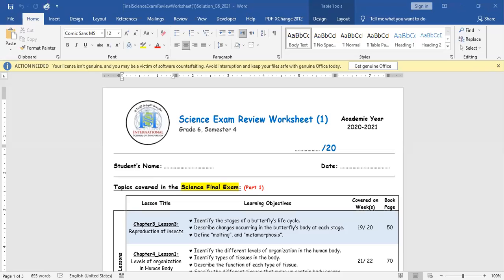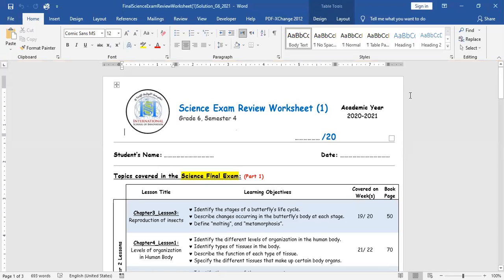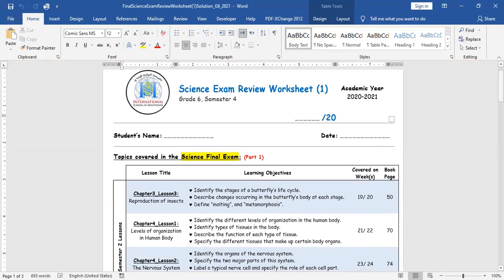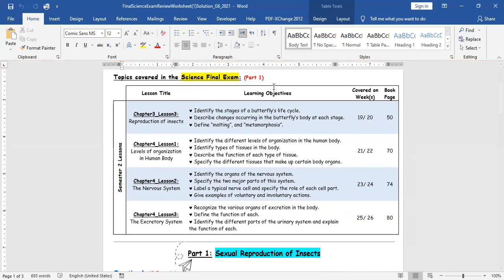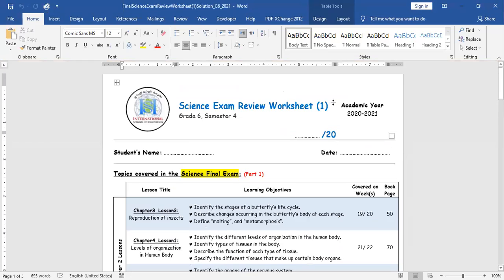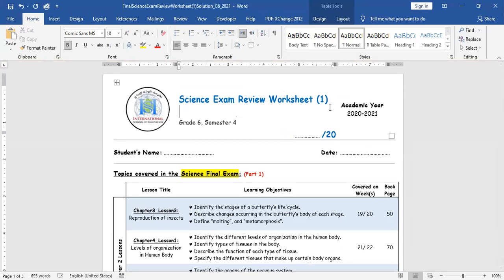In this video, I will be solving the first science exam review worksheet. For the final exam, you will have to review two worksheets. Worksheet number 1, worksheet number 2, and these two worksheets cover the lessons in here. So let me just add solution.